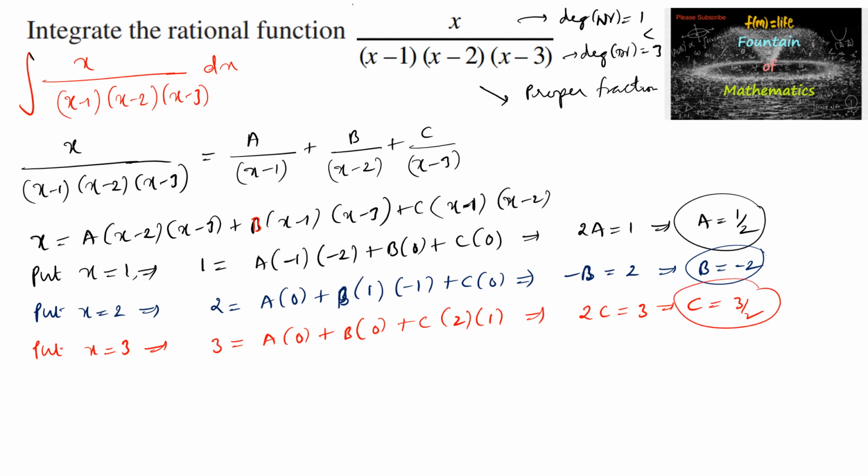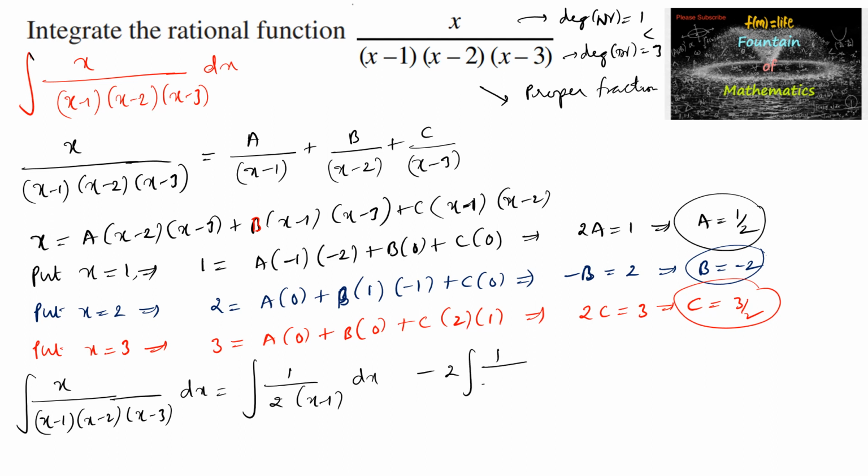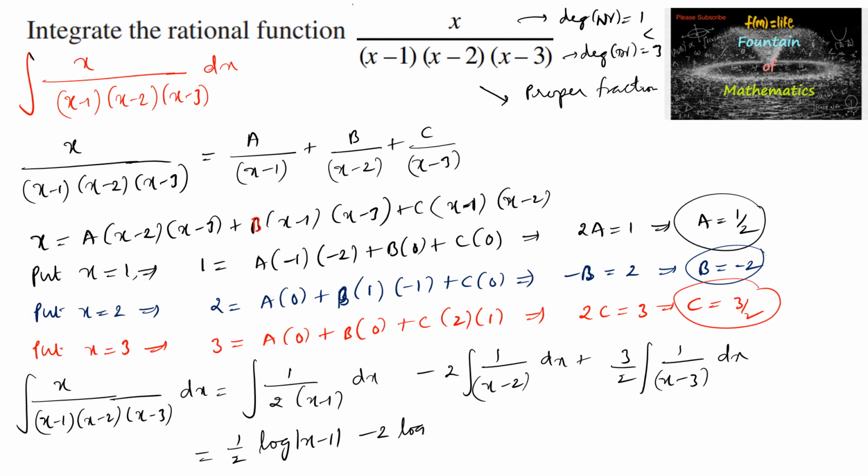So our integral x upon x minus 1 into x minus 2 into x minus 3 dx, we can write it as integral of a value is 1 by 2, so 1 upon 2 times of integral 1 upon x minus 1 dx, and b is equal to minus 2 times of integral 1 upon x minus 2 dx, and c is 3 upon 2 times integral 1 upon x minus 3 dx, which is equal to 1 by 2 log mod of x minus 1 minus 2 times of log mod of x minus 2 plus 3 upon 2 times log mod of x minus 3 plus c is the answer.